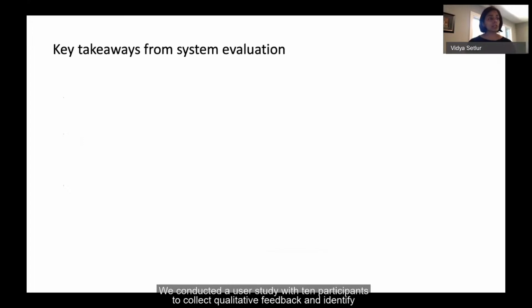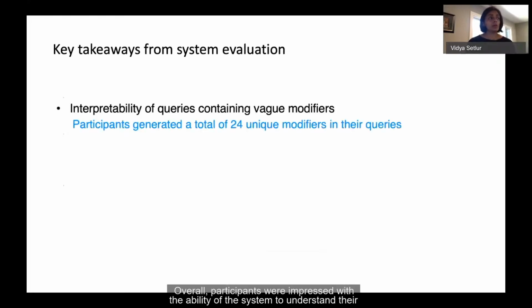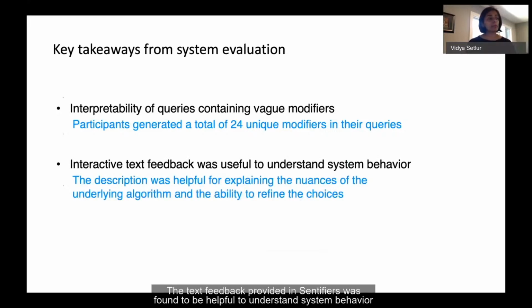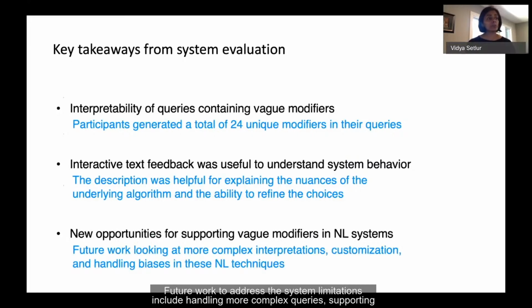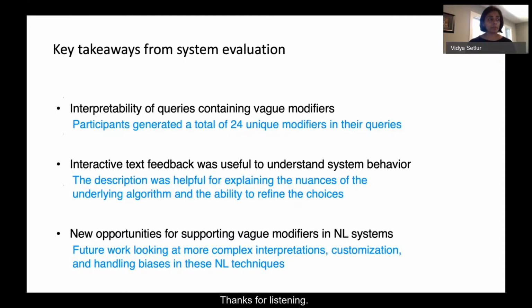We conducted a user study with 10 participants to collect qualitative feedback and identify system limitations. Overall, participants were impressed with the ability of the system to understand their queries and used several modifiers. The text feedback provided in Sentifiers was found to be helpful to understand system behavior and correct the system's response. Future work to address the system limitations include handling more complex queries, supporting customization, and addressing biases.